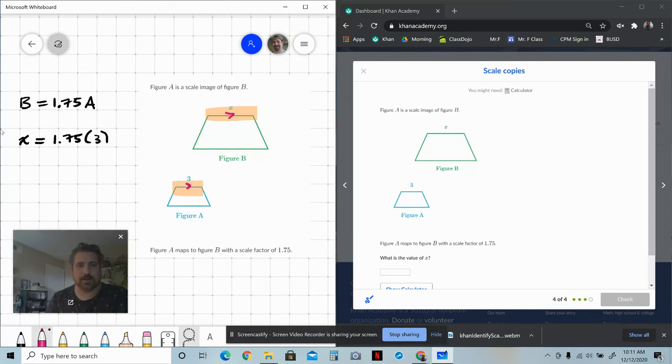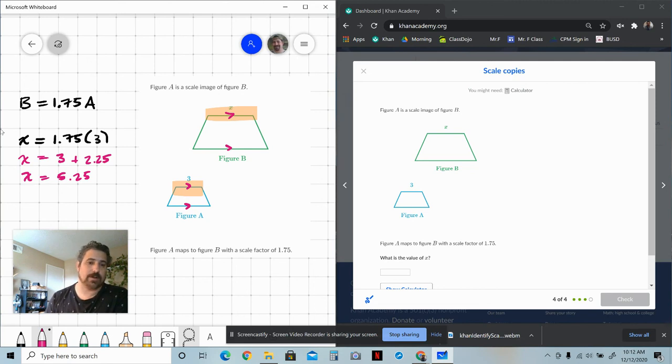the corresponding part on figure A is going to be equal to the corresponding part on figure B. So what is that? x is equal to 1 times 3, which is 3, and 0.75 times 3, which is 2.25. So 3 plus 2.25 is 5.25. That's just 100% of 3 plus 75% of 3, because figure B is 175% of figure A. So we're looking at 5.25 as your answer for x. And that's it.